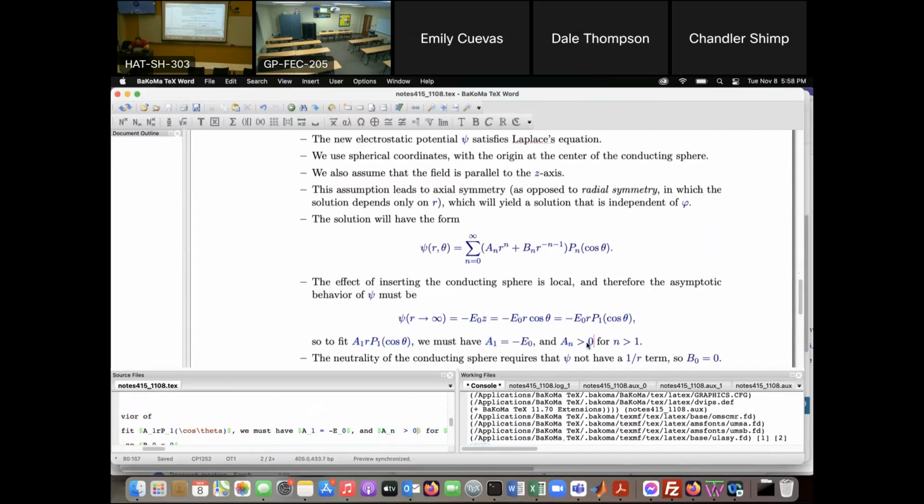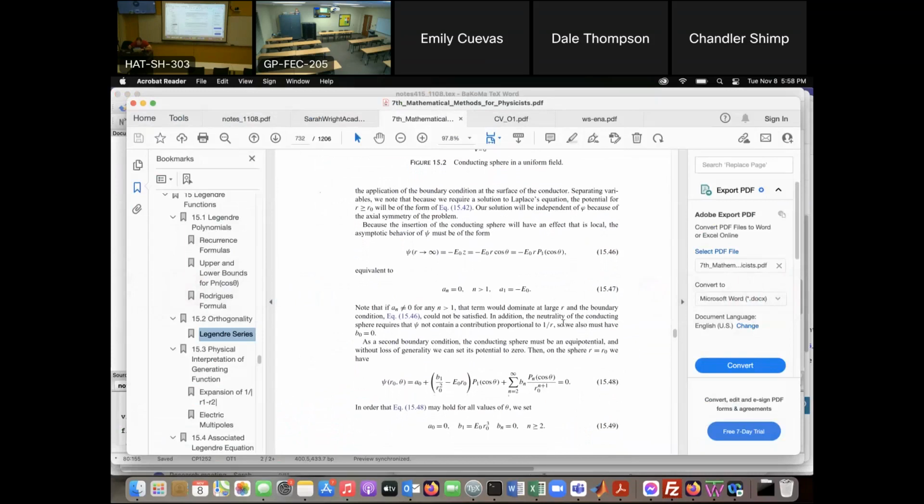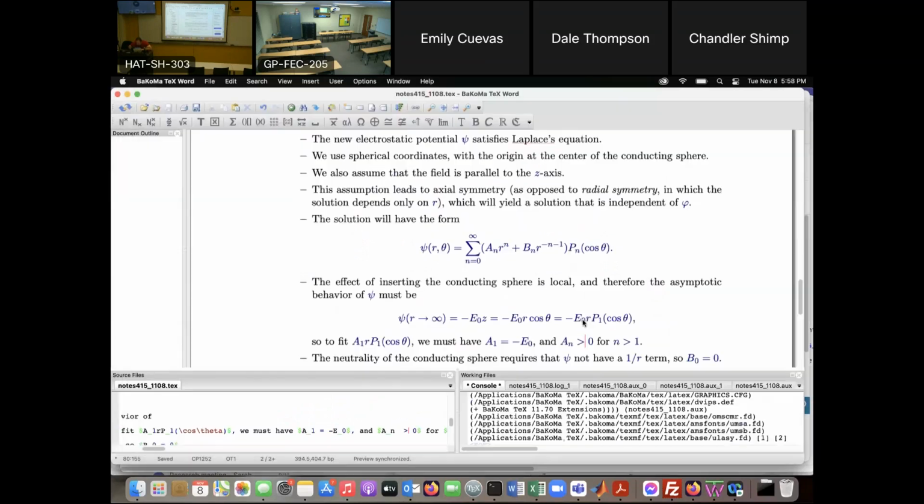Oh, something is wrong here. Yeah, that should say a_n equals 0 for n greater than 1. Okay.